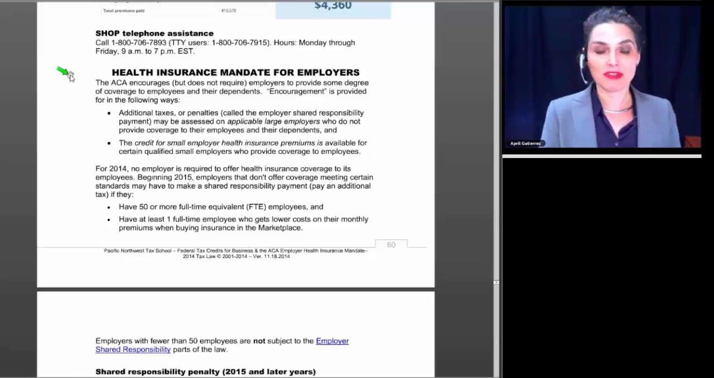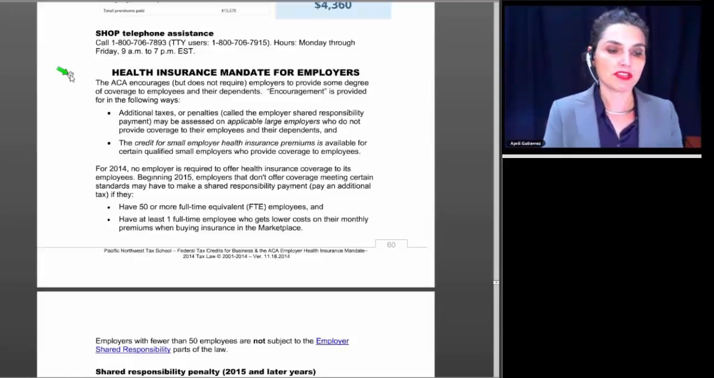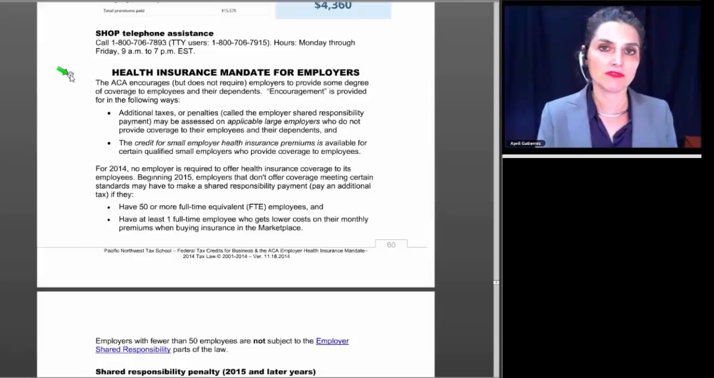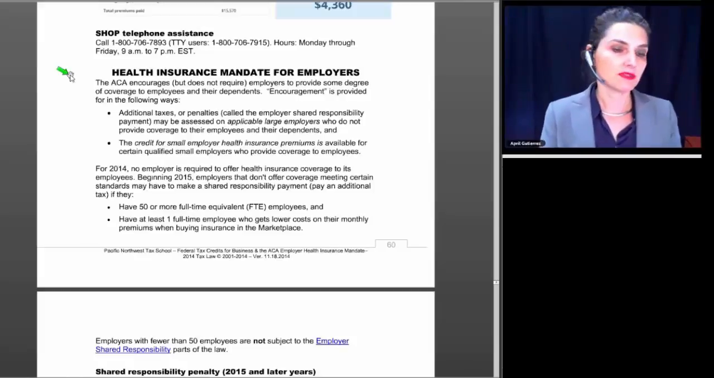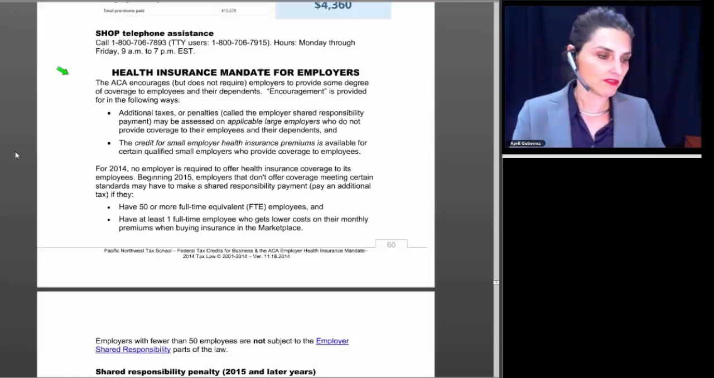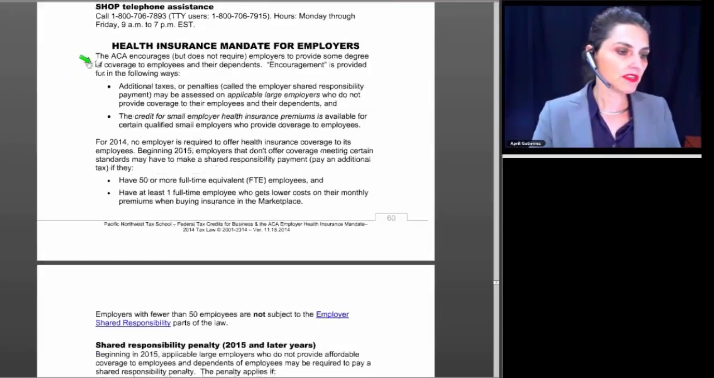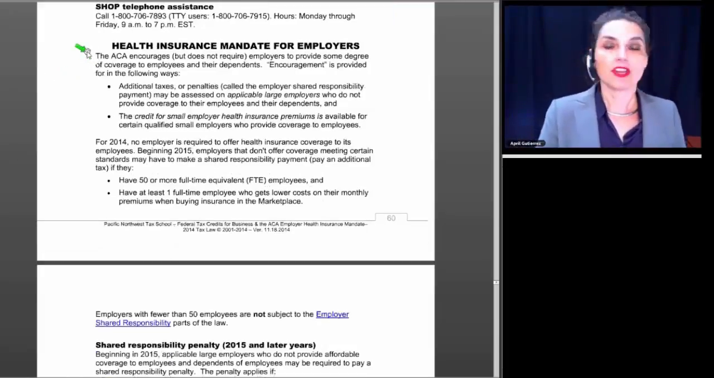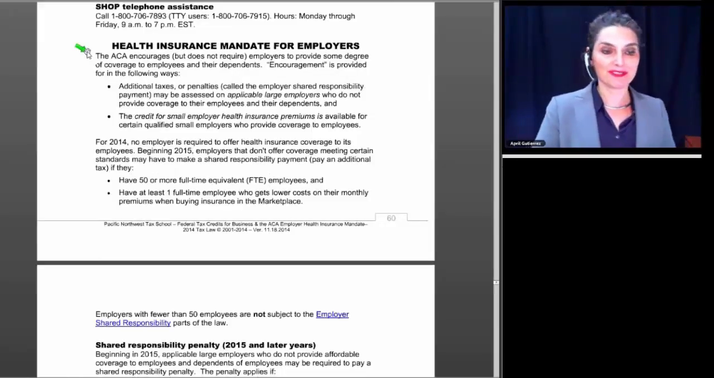This is a class about credits, but I know that anyone taking the class and getting information on the small employer health insurance premium credit is automatically going to have in the back of their mind, what about the health insurance mandate? So I felt that this would be a good place to talk about the health insurance mandate, who is affected by it, what kinds of businesses are affected by it, and so we've got a few pages on this particular topic.